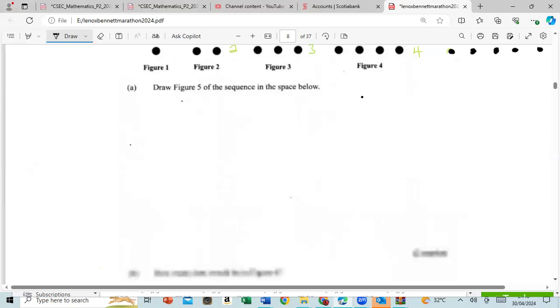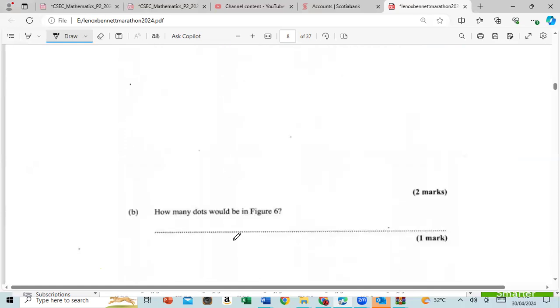Alright, the next thing is to know how many dots are in figure 6. For me, since it goes up by 1 each time, I just add 6, 5, 4. Some persons draw it out and count it. So 6 and 5 is 11, 15, 18, 20, 21. I miscounted, that's 20. So you add 20, and that works out to 21 dots.